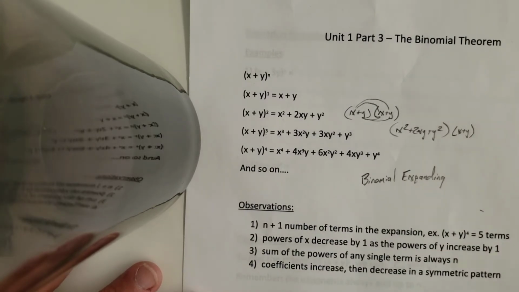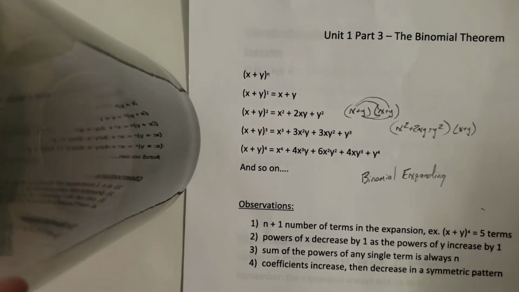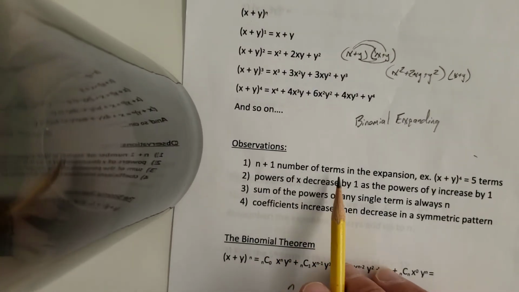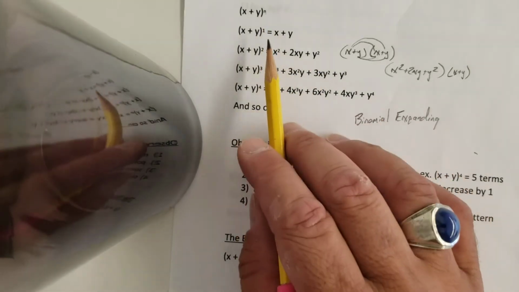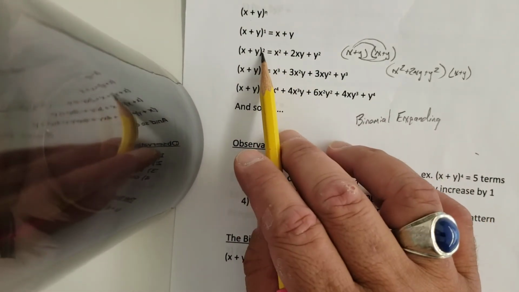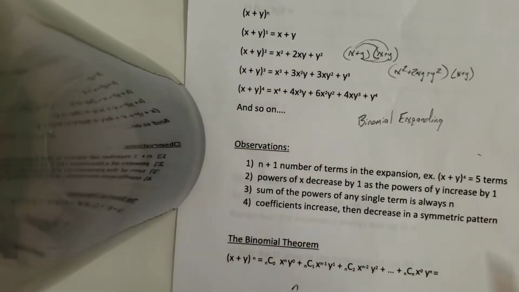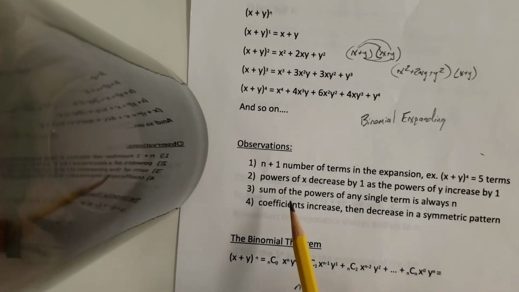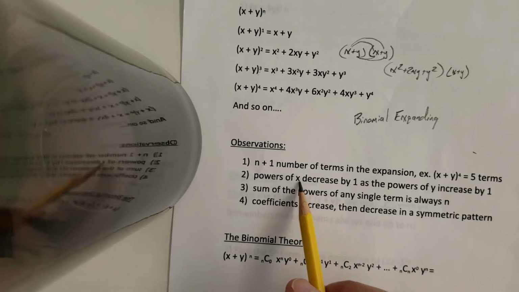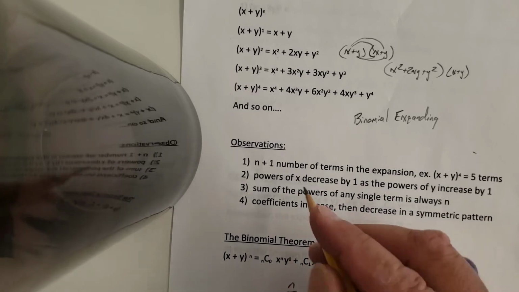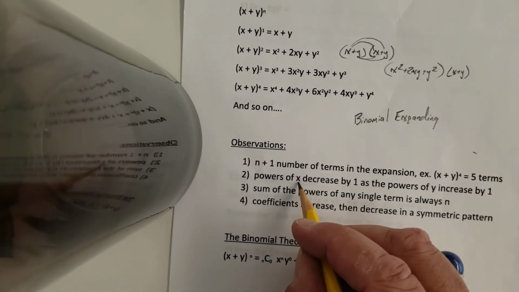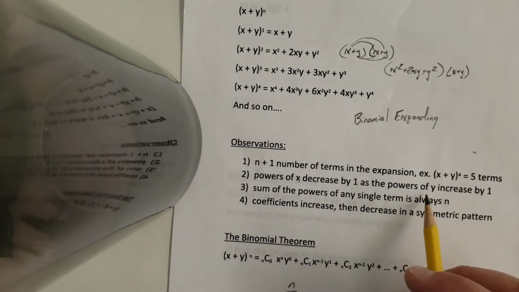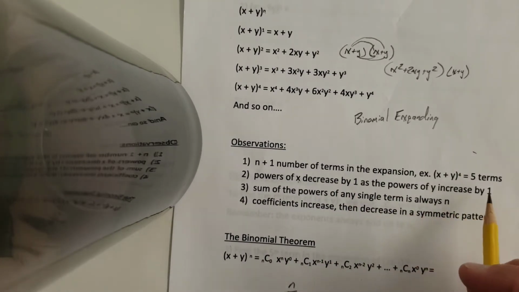All right, now some observations you're going to notice if you look at it. If your exponent is n, you're going to have n plus 1 number of terms. If you look back, exponent 1, 2 terms. Your exponent's 2, 3 terms. 3, 4 terms. So you get one more term than the exponent. You'll also notice as the powers of x, well, I say x, we should be talking about the first term. In this case it's x, but it's the first term. As those decrease by a power of 1, the powers of y increase by 1.